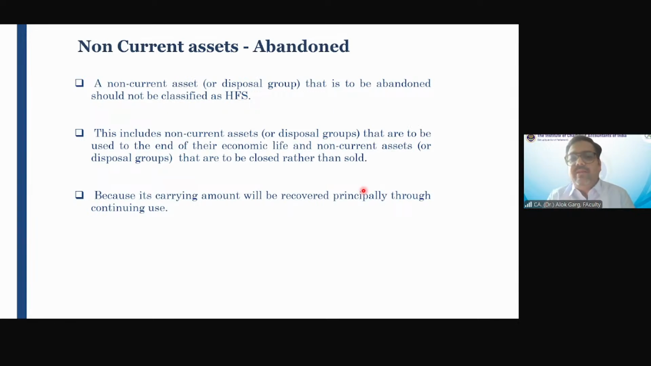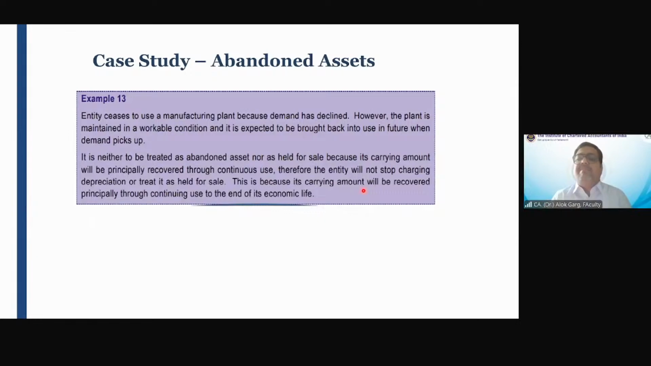Okay, correct. So this is one of the clarifications given in the standard, that a non-current asset or disposal group which is to be abandoned should not be classified as held for sale. Okay, is that clear? Because these assets have to be used in their economic life, into their lifetime, and these assets are not required to be sold. Okay, example.